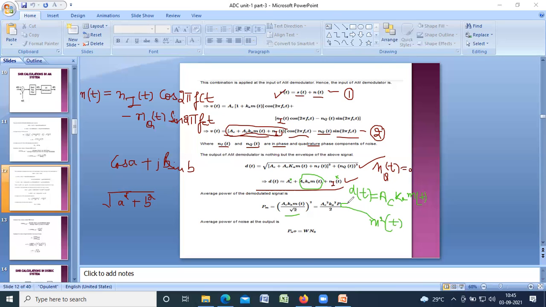Yes, ma'am. And what is the noise average power at the output? PNO, that is equal to W into N0. W is your message bandwidth and N0 is your output noise signal. Now, if any doubt in this slide, then ask me. Have you noted all the equations?